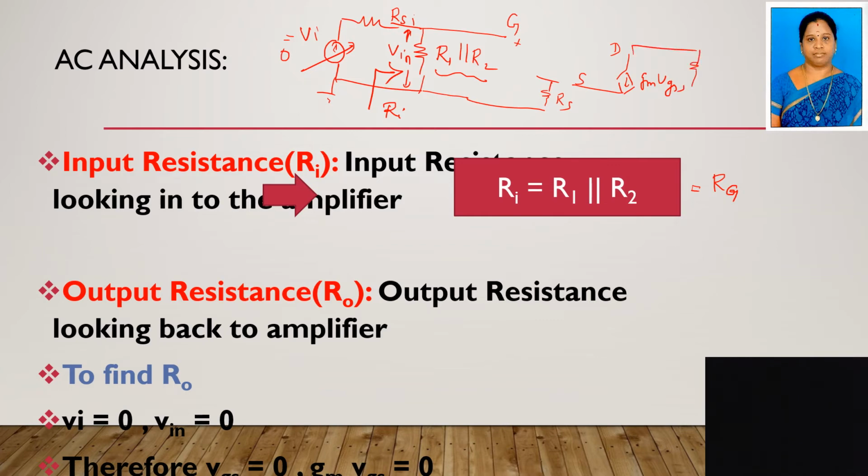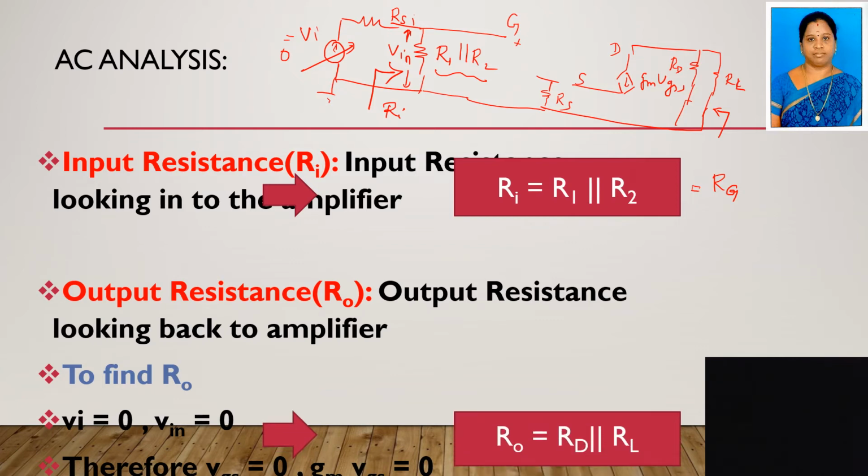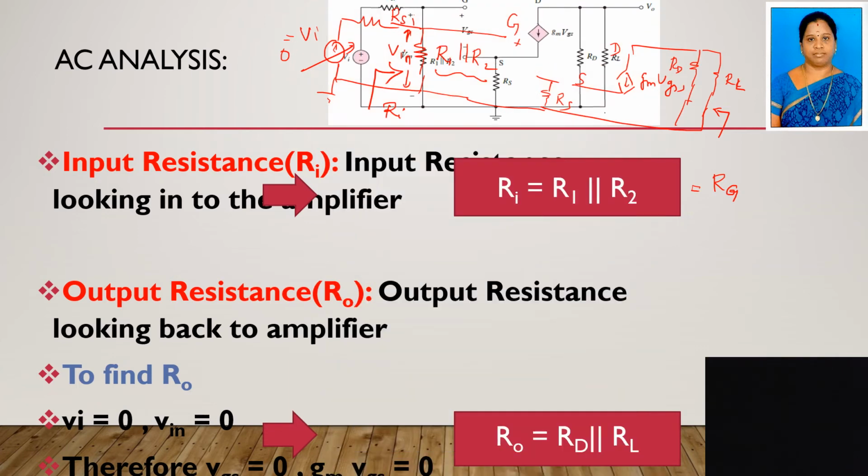Here we have only two resistances, RL and RD. If I am looking from here, what is the resistance? RD parallel to RL. So that will be the output resistance. Clear everybody, right? So how to calculate Ri as well as R0: looking from the input side of the amplifier, you can calculate the input resistance. If we look back into the amplifier, you can calculate R0, the output resistance, which is RD parallel to RL.